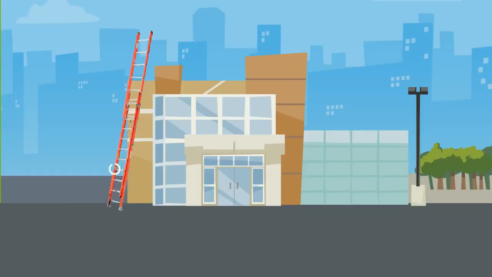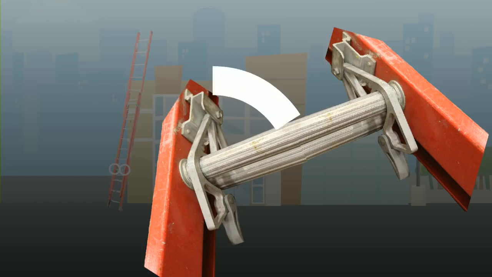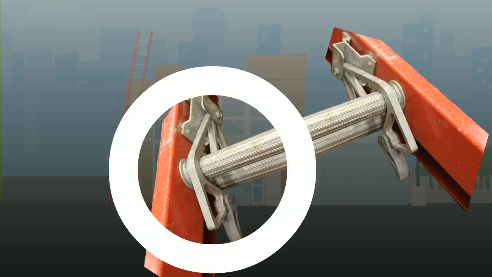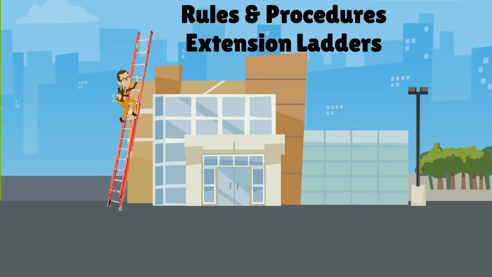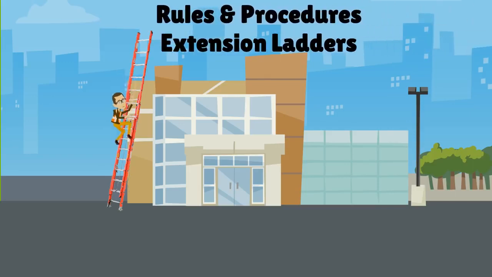There are two rung locks attached to the fly section that keep the fly portion in place. They fit over the top of a rung of the fly section. These locks function as brackets and prevent the fly from sliding down once it supports the climber's weight. Let's look at the rules and procedures that should be followed when using extension ladders. Before each use, inspect the ladder.